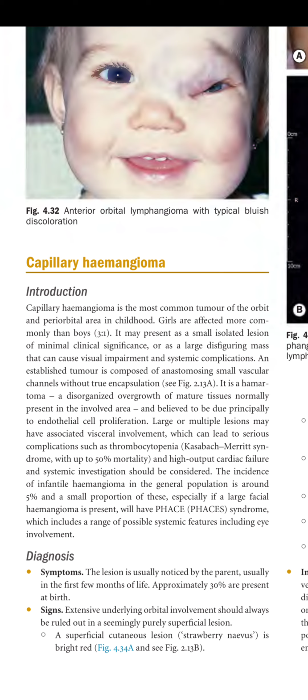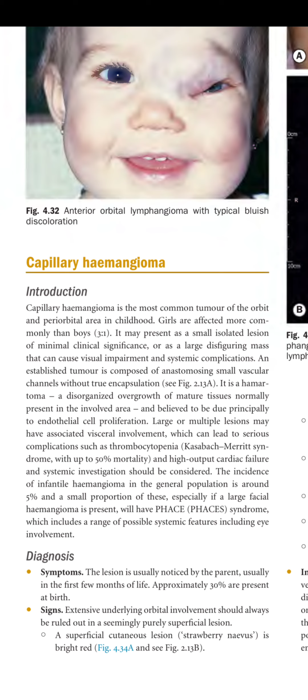It is a hamartoma, a disorganized overgrowth of a mature tissue normally present in the involved area and believed to be due principally to endothelial cell proliferation. Large or multiple lesions may have associated visceral involvement, which can lead to serious complications such as thrombocytopenia, Kasabach-Merritt syndrome with up to 50% mortality, and high output cardiac failure. And systemic investigation should be considered.